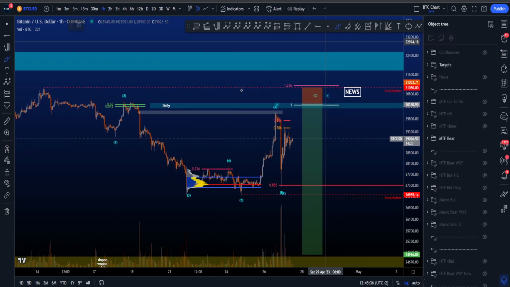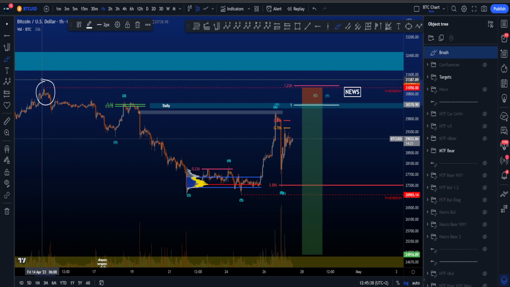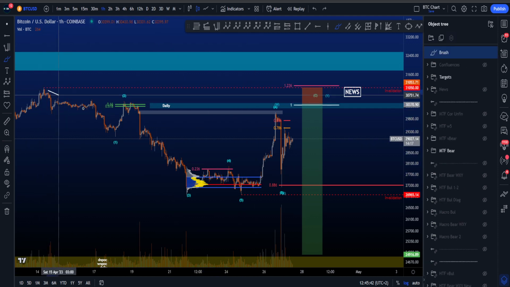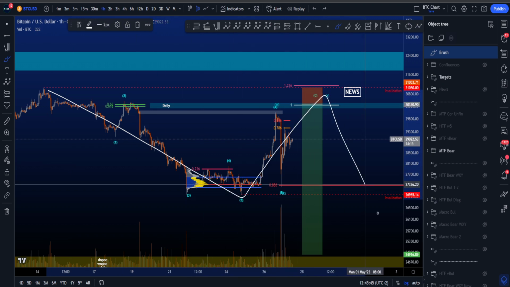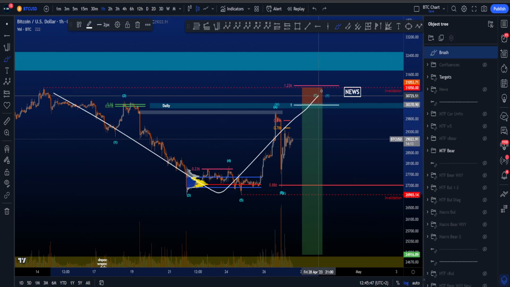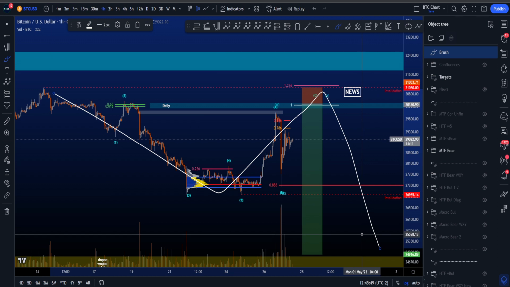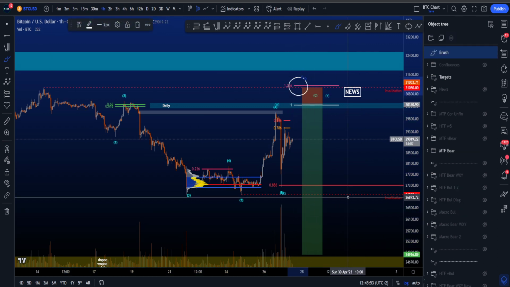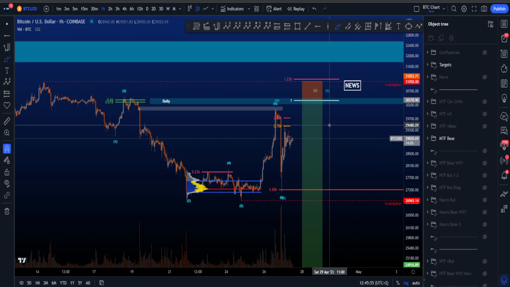Now in this scenario, the invalidation is taking the high over here at about 31k, because if this is a 5-wave structure in either a wave A followed by a B or then a wave C, or a wave 1, 2 and then a 3 to the downside for much lower prices, the invalidation simply is taking the high at 31k because price is not allowed to go above that high.